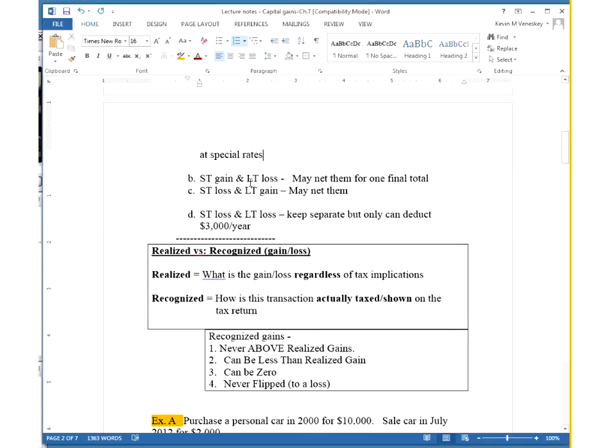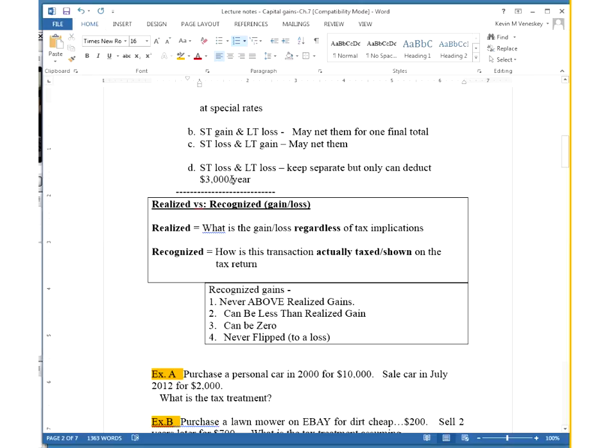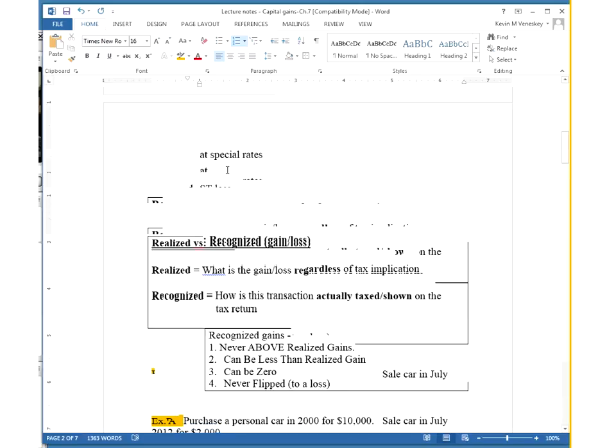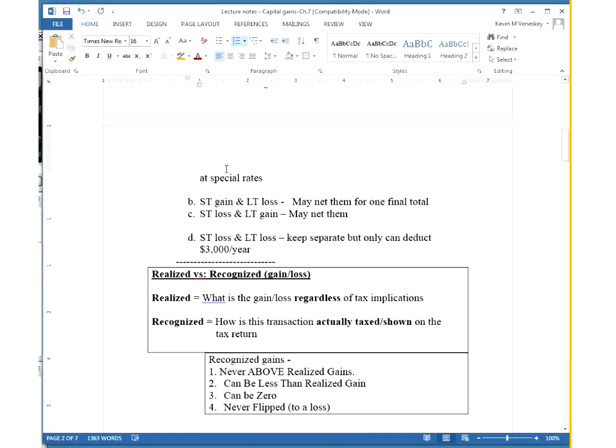If you have one gain and one loss, either way, doesn't matter if it's a short-term gain or loss or long-term gain or loss. If you have one of both, you can go ahead and net them for one final total. And then losses, just like with the gains, keep them separate. So if you have both of them that are the same, gain, keep them separate. Loss, keep them separate.